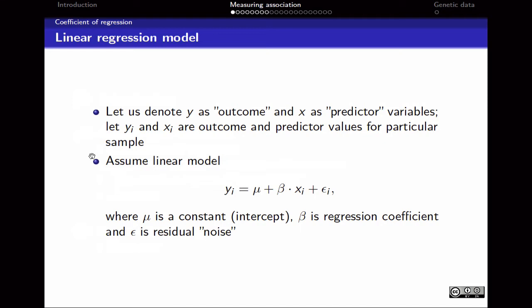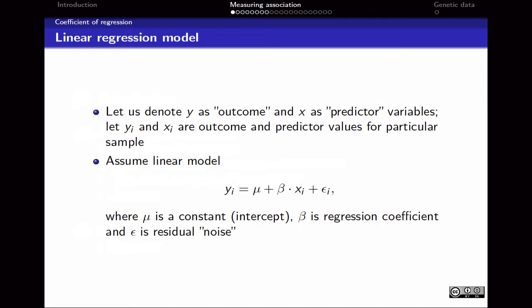So let us start with defining this measure of association, linear regression, and for that we need to define the linear regression model in which y will be an outcome and x would be a predictor variable, or you could call y a dependent and x an independent variable. So let y_i and x_i be the outcome and predictor values for a particular sample.